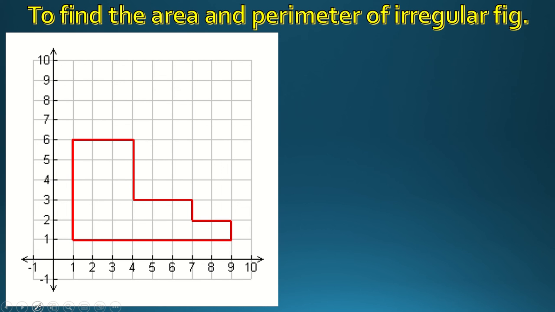Perimeter is very easy to find. How? Because perimeter means border line. So border line means just count the number of blocks. 1, 2, 3, up to 26. So its perimeter will be equal to 26, say for example centimeter. Okay, don't forget to write the unit.